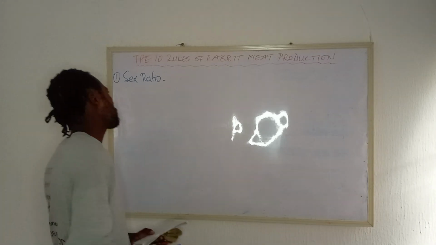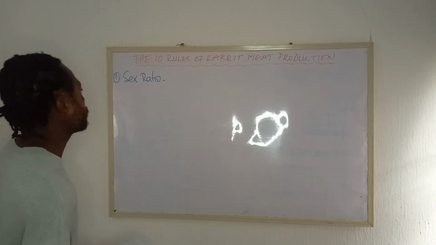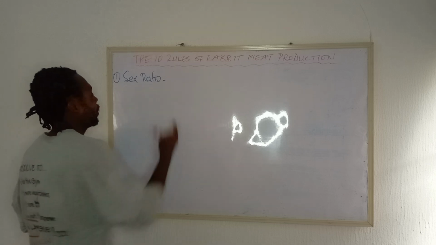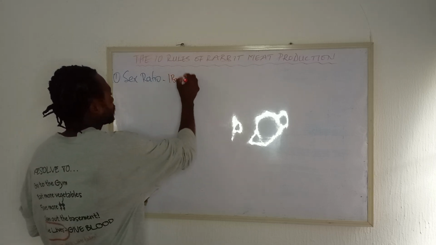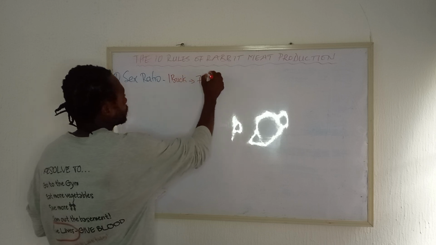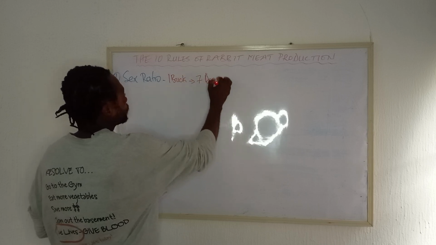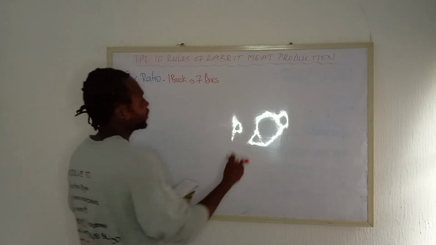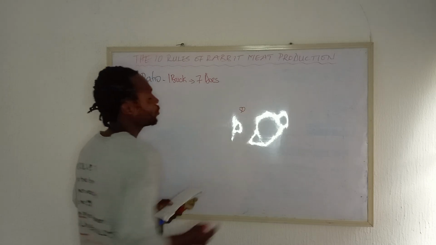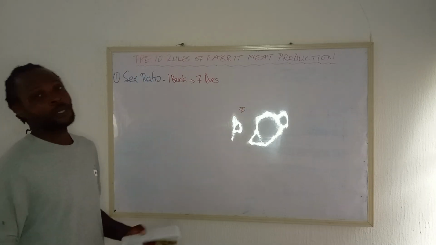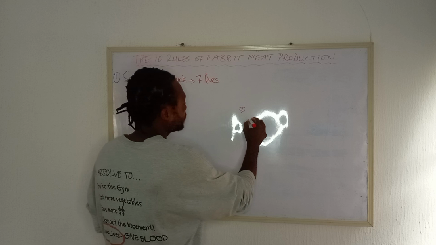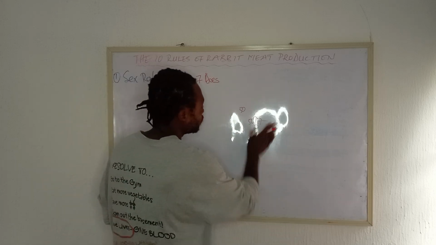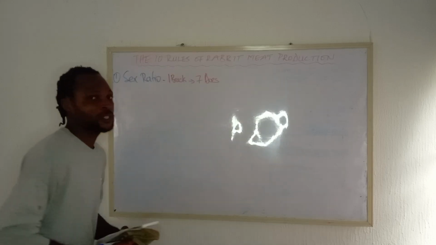So usually I tell people the best sex ratio is a buck for 7 does. That means if you want to have 50 breeding does, how many bucks do you need? You divide 50 by 7. What you get gives you the number of bucks you need to service those 50 does.